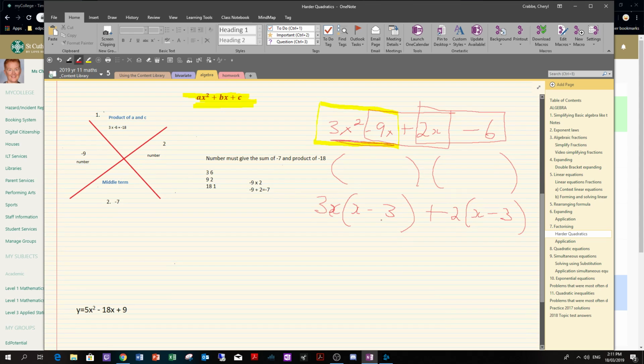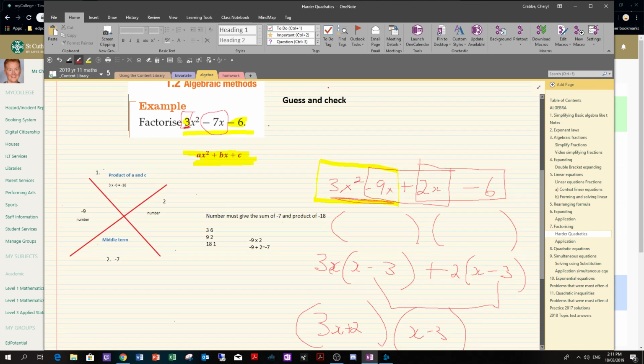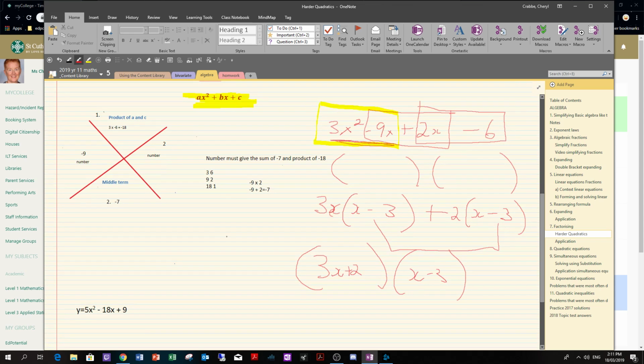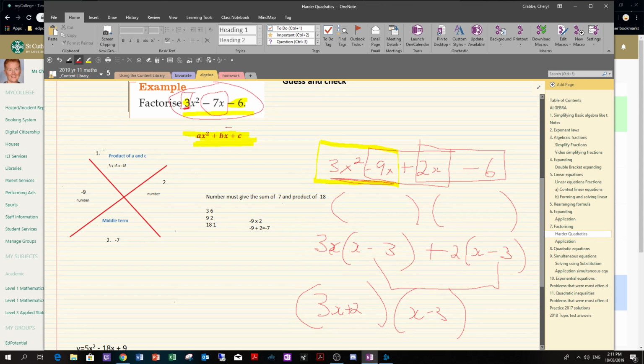Now you can see that there's a common factor, x minus 3, and then there's 3x plus 2. So the final answer: 3x plus 2 is one of the factors, times the common factor of x minus 3. That's how you factor a very difficult equation if you're not going to use guess and check, using a cross method and breaking up the middle term in this way.